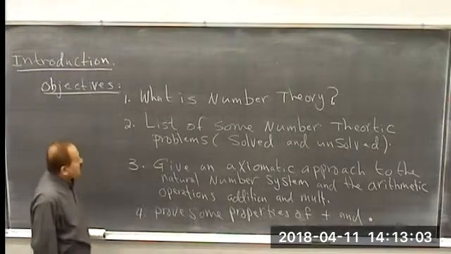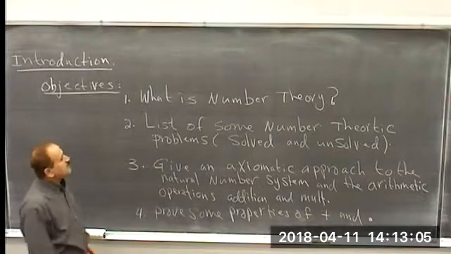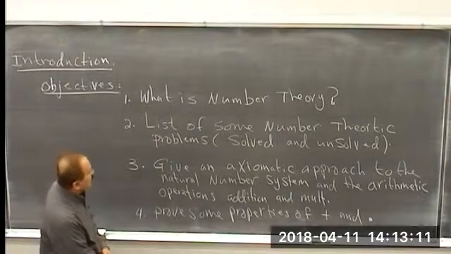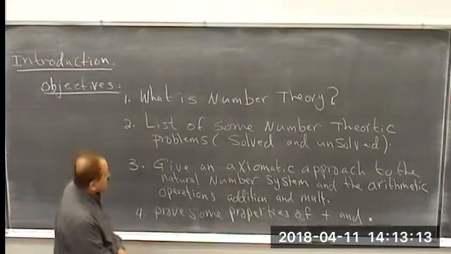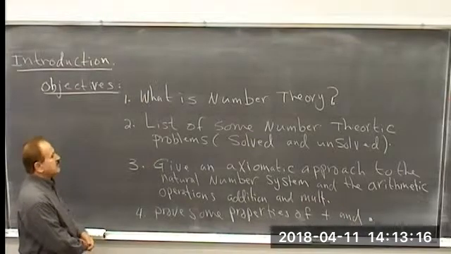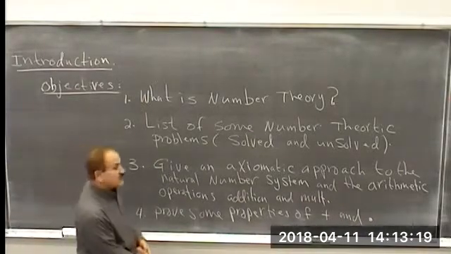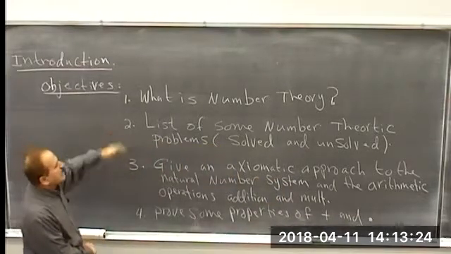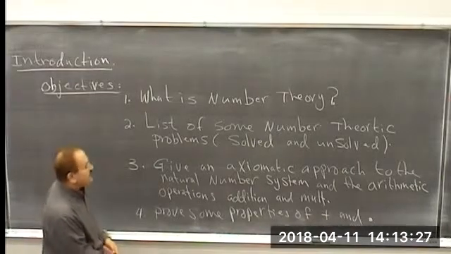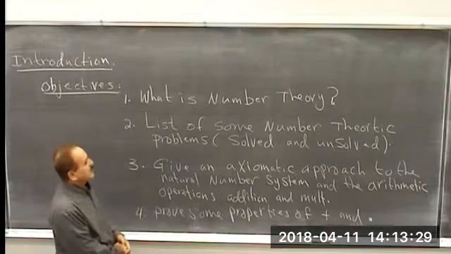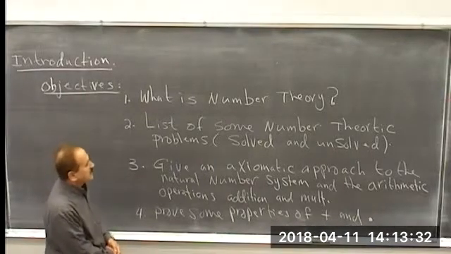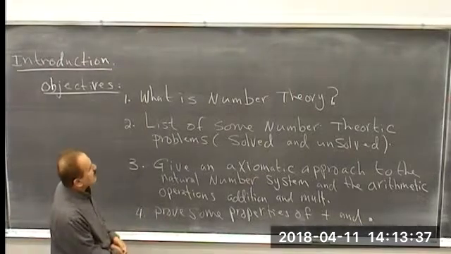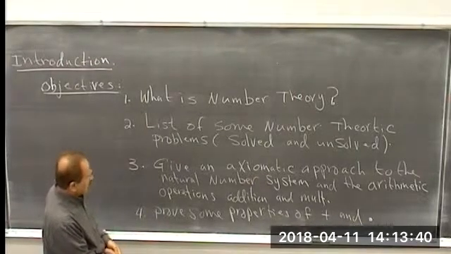Then we move on to give a list of some number theoretic problems. Some of these problems are solved, and we will go over their proofs or solutions. And there are some which are unsolved, meaning they are still open problems. Unlike other classes in mathematics, you will understand what the problem is asking and will probably make an attempt to try to prove it, whatever property the problem is stating.